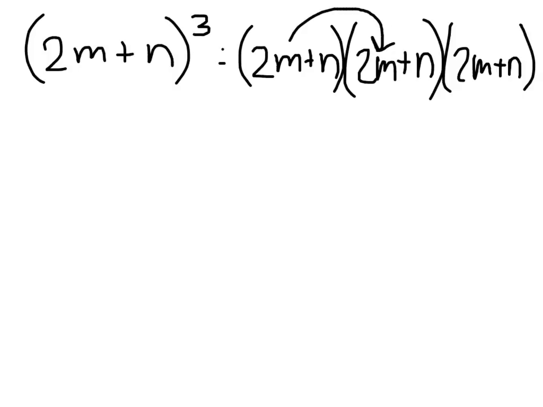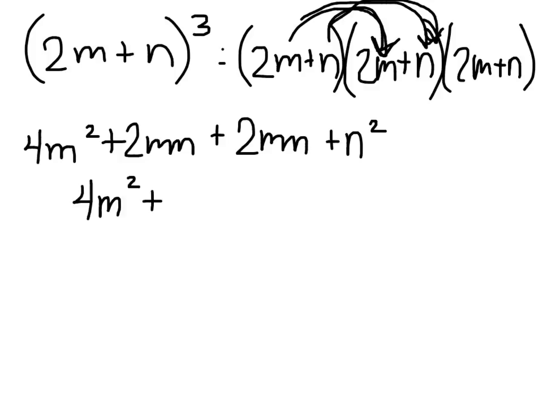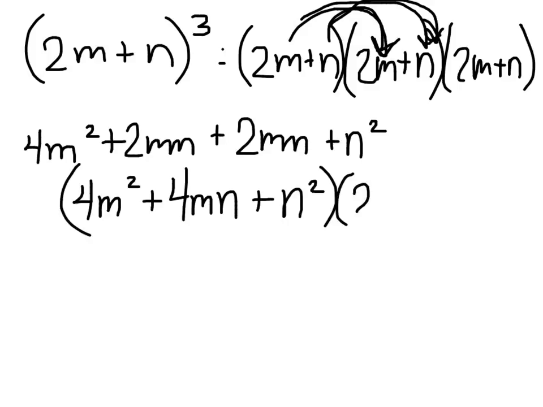What's 2m times 2m? 4m squared. What's 2m times n? 2mn. What's n times 2m? Another 2mn. What's n times n? N squared. When you combine like terms right now, you have 4m squared plus 4mn plus n squared. And then I still have another 2m plus n to multiply.